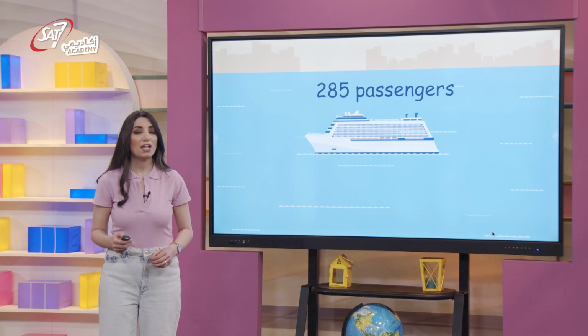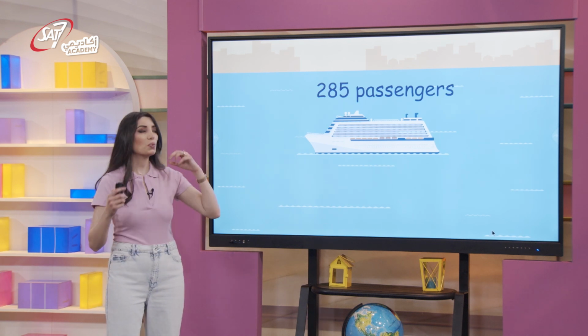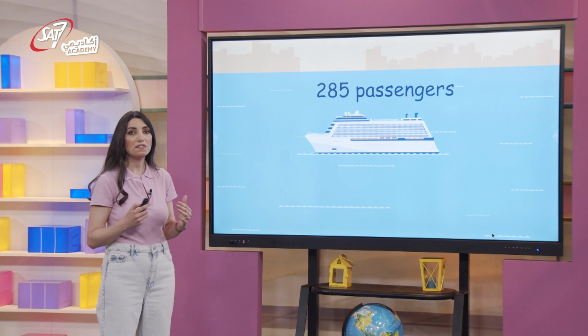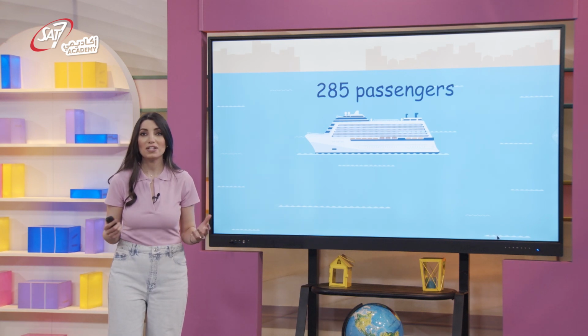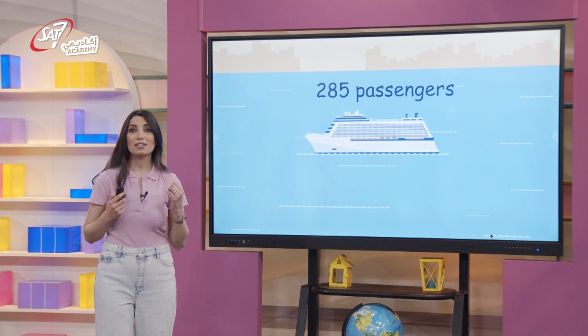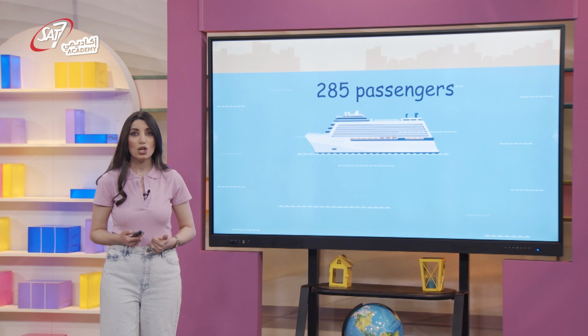Can we divide the 285 passengers in 3 boats? Let's quickly add those digits to find out. 2 plus 8 is 10. 10 plus 5 is 15. 15 is a multiple of 3 because 3 times 5 is 15. So yes, he can order 3 boats and the passengers would be divided into 3 equal groups.